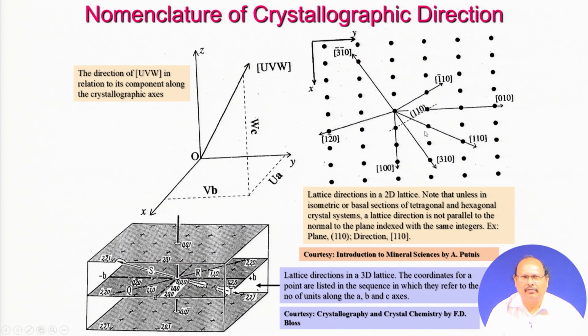In cases, say for example, triclinic, orthorhombic, monoclinic, these will not be perpendicular to each other. Particularly, in the hexagonal, tetragonal and trigonal systems, if we talk about the basal section here, the distances A 1 and A 2 will be equal, and in that situation 1 1 0 will be perpendicular to the face with the same integers as the symbol of that face here.